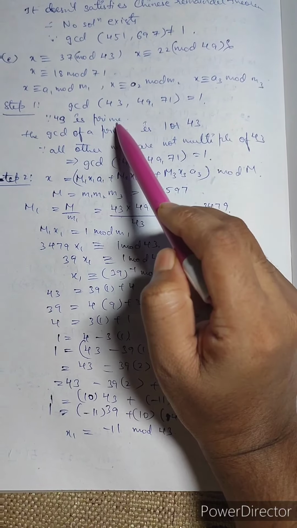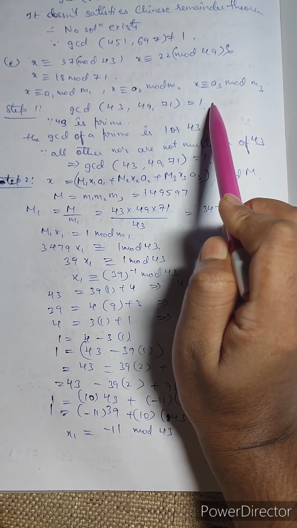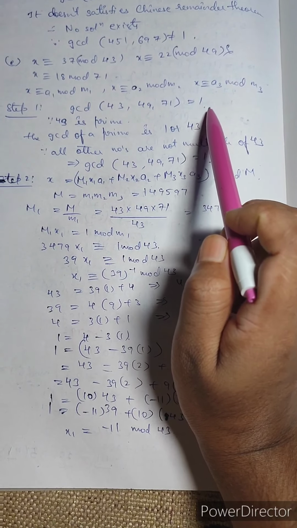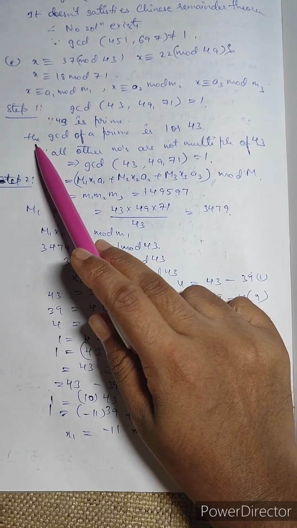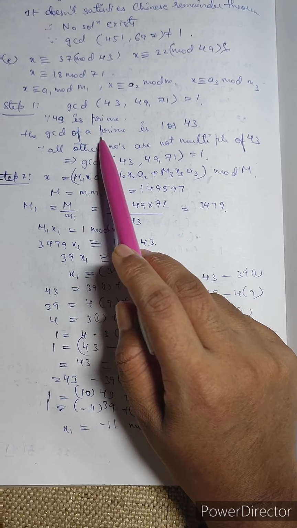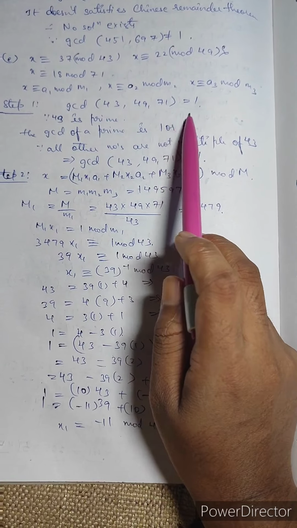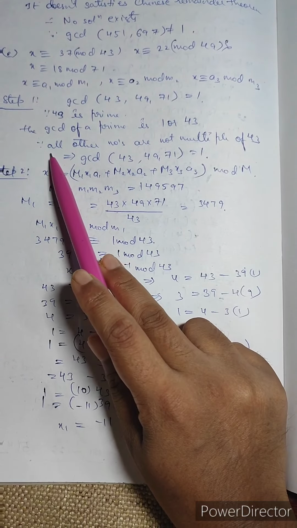So checking whether GCD of 43 and 49 and 71 is equal to 1 or not. Since all the 3 are primes, it is equal to 1. Therefore, the GCD is equal to 1. The GCD of a prime is 1 or itself. But here it cannot be itself, right? So here it is 1.